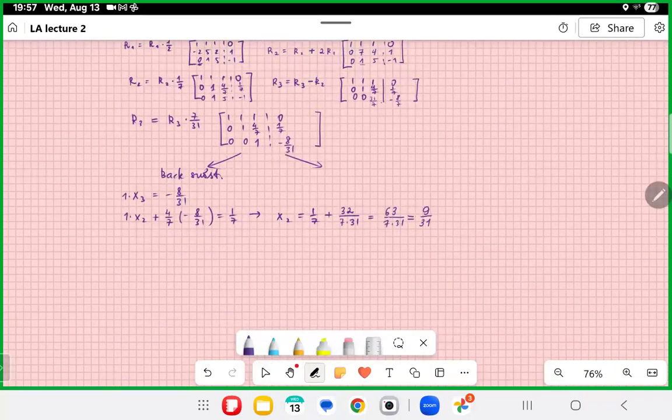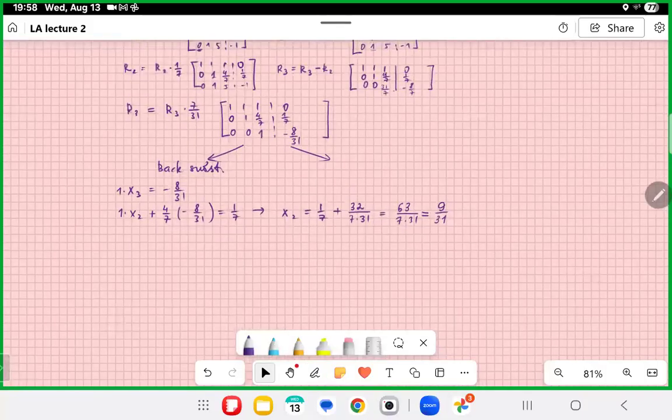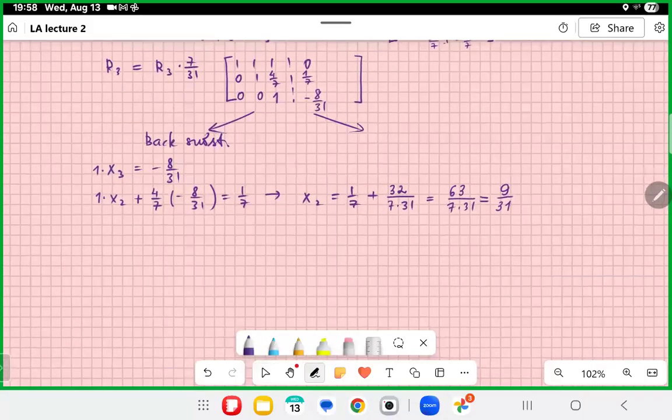So I'm sorry, I stopped at the point where we have 63 over 7 multiplied by 31, and 63 over 7 can be cancelled to 9 over 31, so that's going to be my solution for x2. Now we do have solutions for x3 and x2. We can plug everything into the first equation and solve for x1. I'm going to copy my first equation, and that's going to be x1 plus x2, 9 over 31, right?